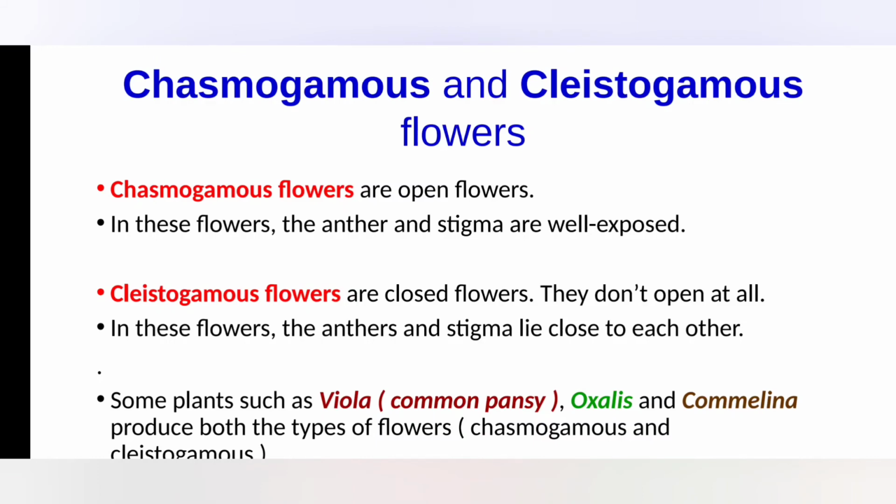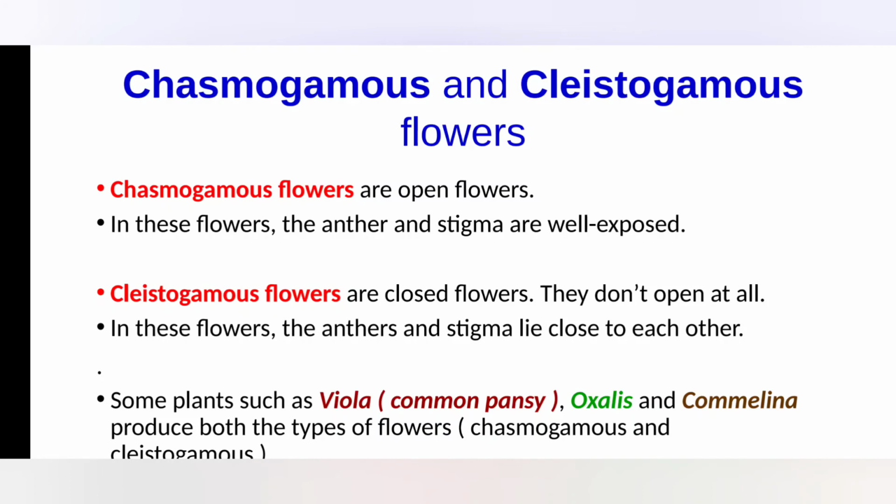Chasmogamous flowers are open flowers. They are not closed. In these flowers, the anther and stigma are well exposed. They remain open. They are not at all closed. But cleistogamous flowers are closed flowers. They don't open at all. In these flowers, the anthers and stigma lie close to each other. As they remain closed all the time, in this type of flower only autogamy takes place.